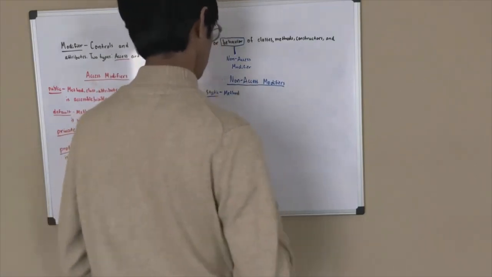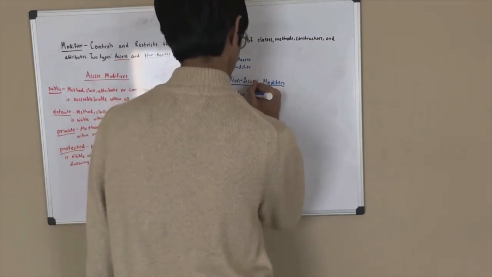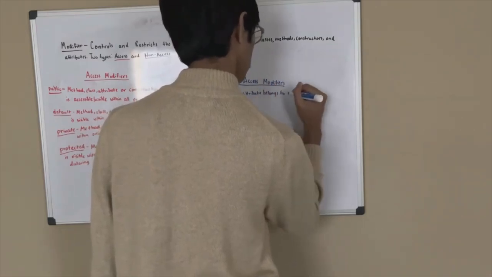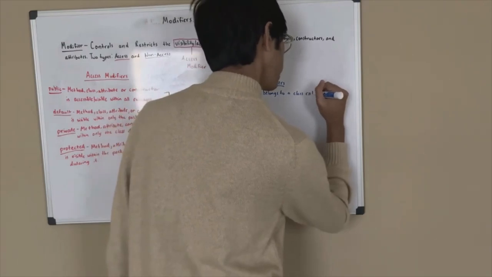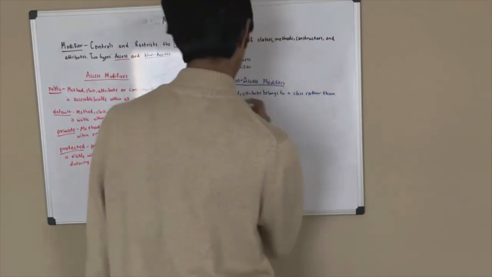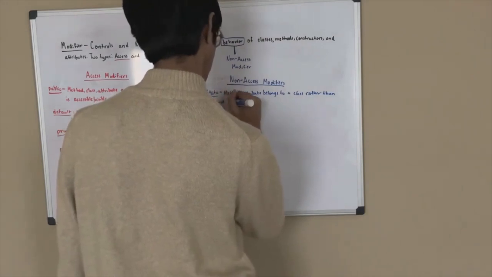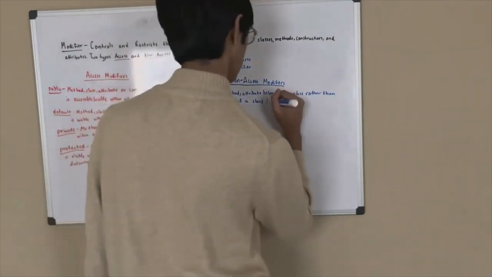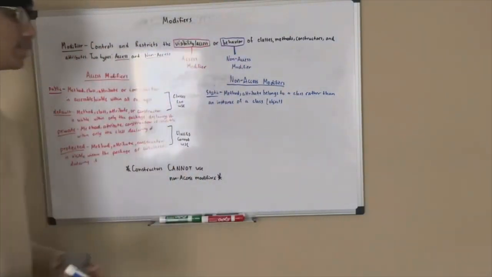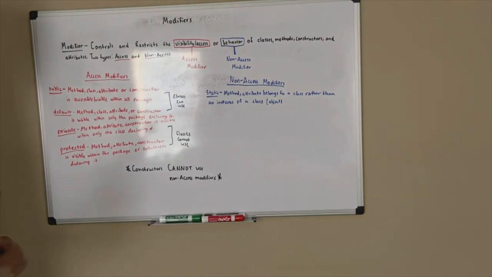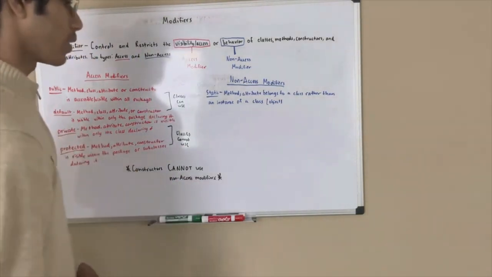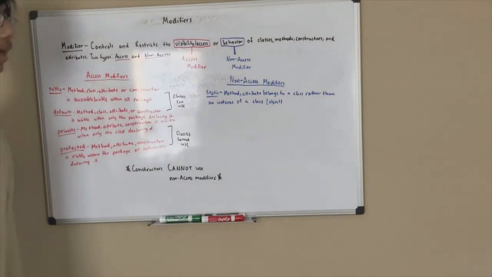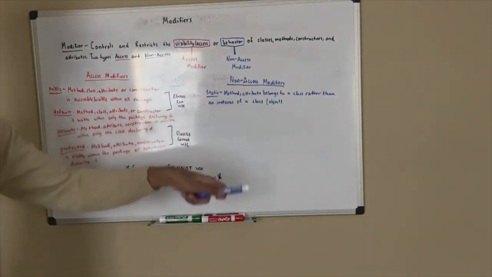Just know method, attribute, belongs to a class rather than an instance of that class. This right here is just a fancy word for an object. Instance methods use objects, static methods use their own respective classes. So you probably already know what that is if you've seen the static versus non-static video. It just means the method or attribute belongs to a class rather than an instance of a class, which is just a fancy way of saying an object.